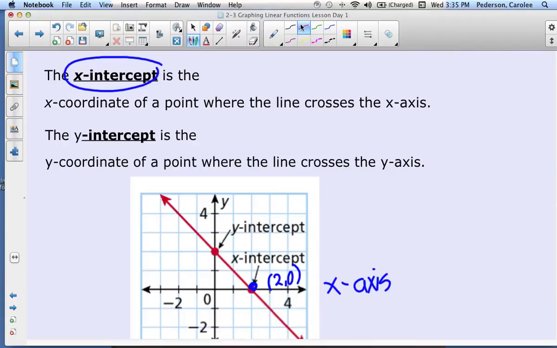The next definition is the y-intercept. The y-intercept is the y-coordinate of a point where it crosses the y-axis. So here is our y-axis. Here is where it touches on the y-axis. So we say that point is over 0, up 2.